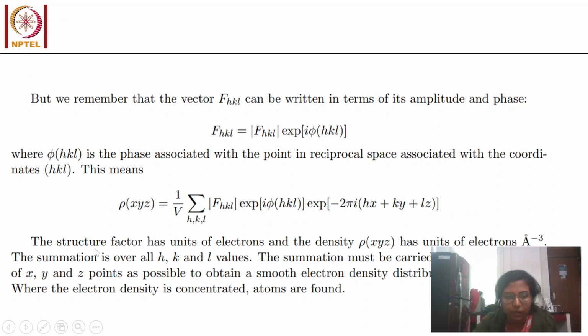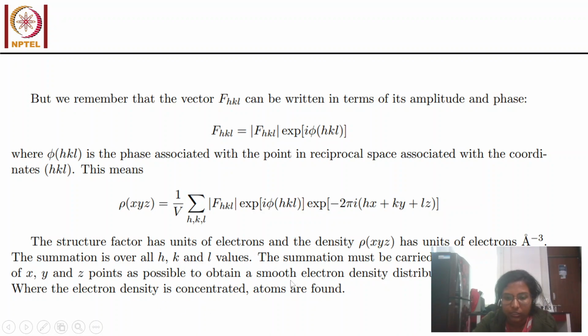So now the structure factor, that is the capital F(hkl), has the units of electrons, and the density, if something is electron density, then it will have the units of number of electrons per unit volume. So electrons divided by volume, which is angstrom cubed. So the density will have the units of electrons per angstrom cubed, and the summation is obviously over all hkl values.